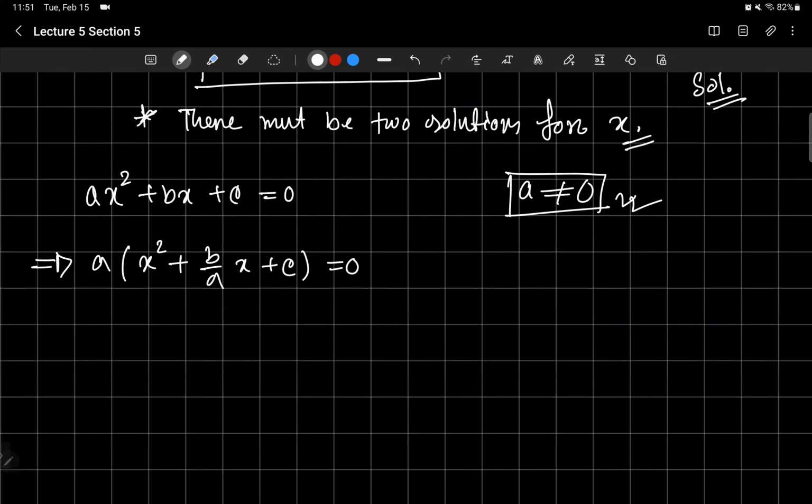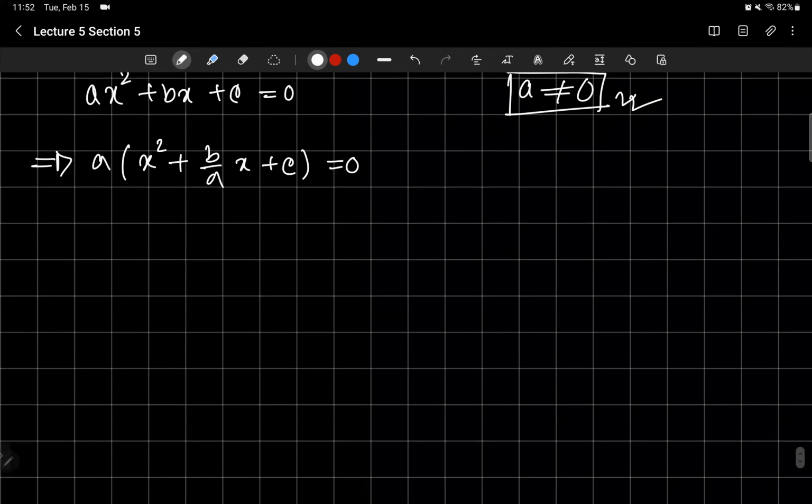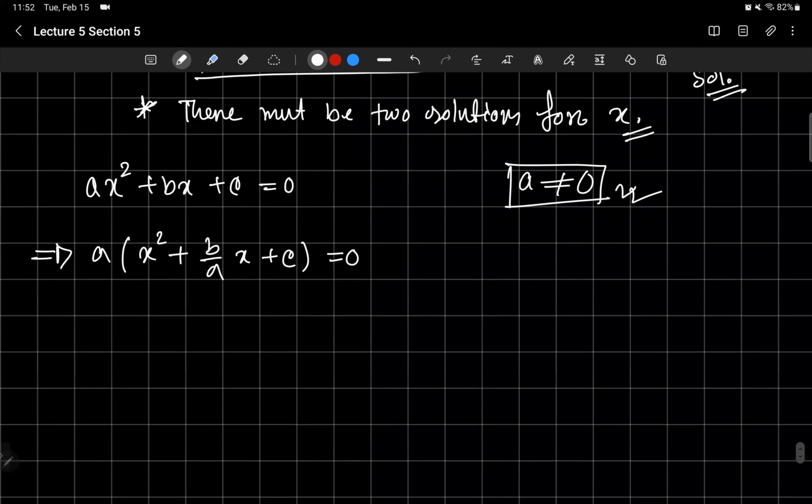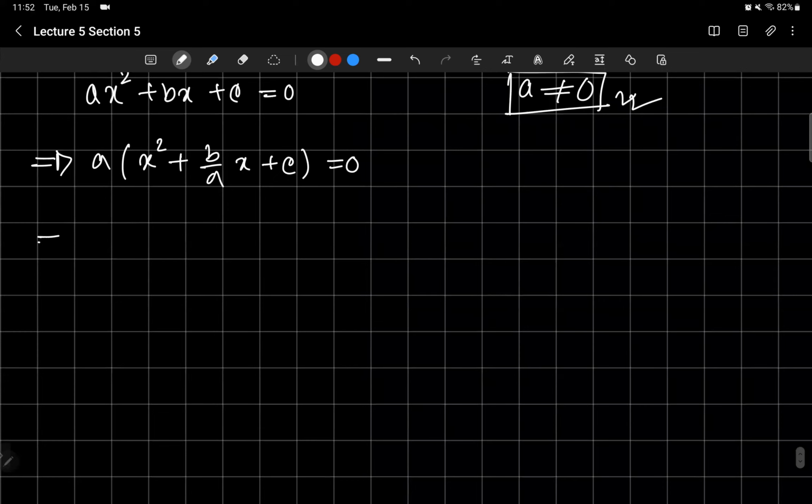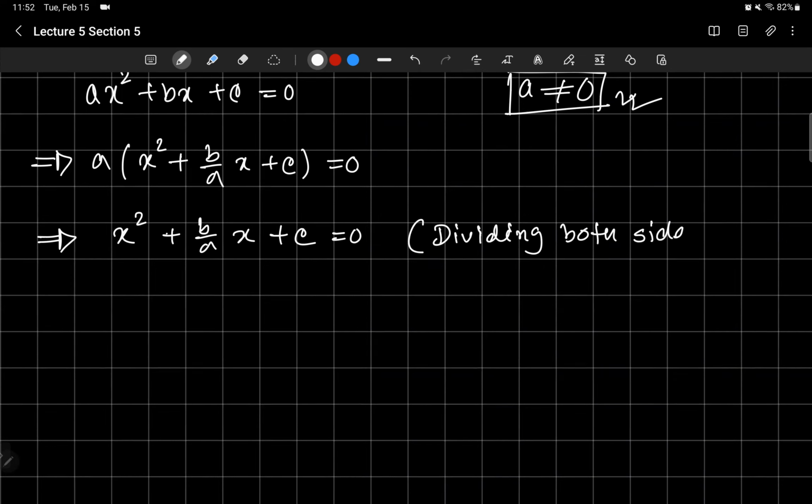Because if a is 0, this is just a linear equation, bx plus c, and the solution is trivial, minus c divided by b. So to make it quadratic, we really need this assumption that a is not equals to 0. Okay, since a is not equals to 0, we can divide both sides by a. And we have x squared plus b by a x plus c by a equals to 0. So this is dividing both sides by a.